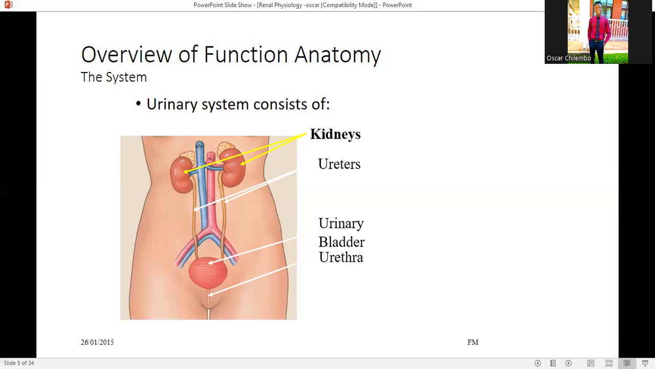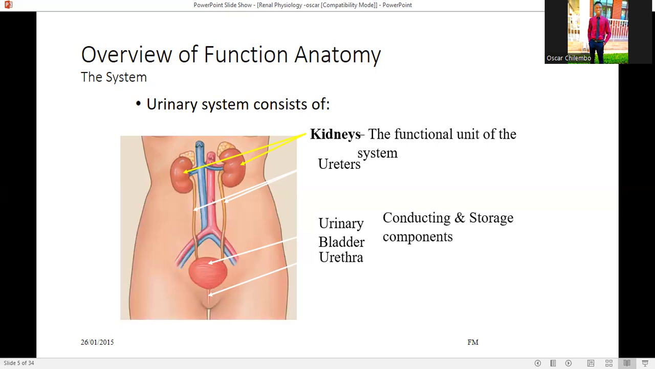It could be the penis or the vagina. Okay. So as I earlier mentioned, the functional unit of the system is the kidneys. Then the conducting and the storage components: the storage component is the urinary bladder, but the conducting ones are the urethra and the ureters, like these parts.